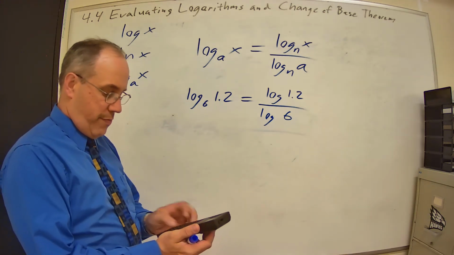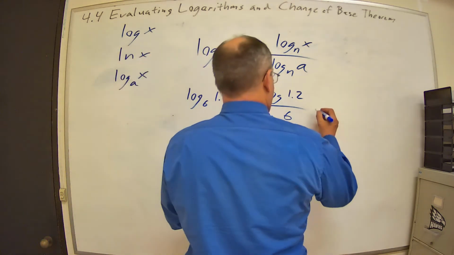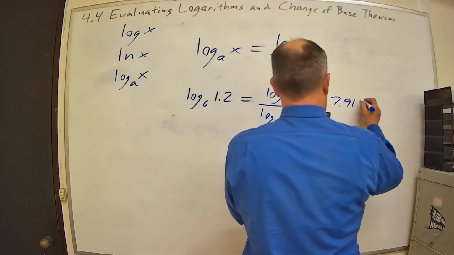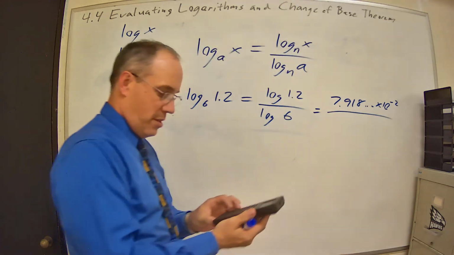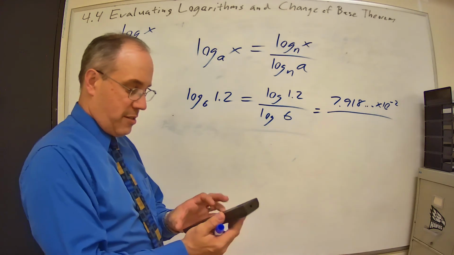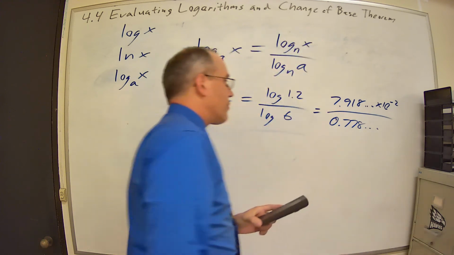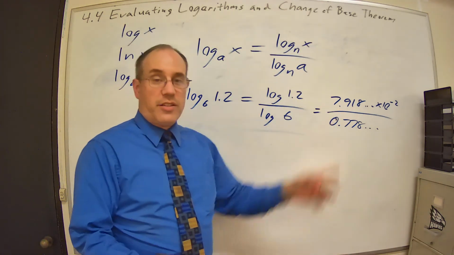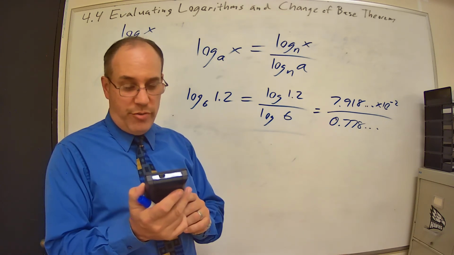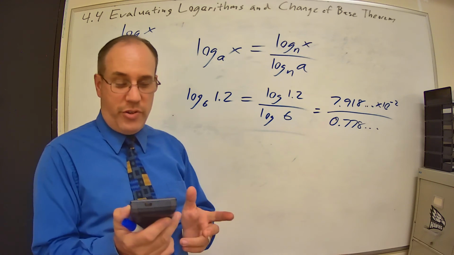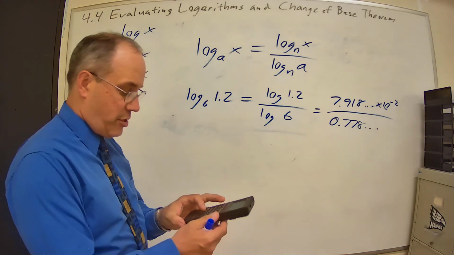So log of 1.2 is 7.918 times 10 to the negative 2. Log of 6 is 0.778. Now I did the dot dot dots and everything because I'm going to just use the values that I have in my calculator. So I have 7.91812460476 times 10 to the negative 2. And I have 0.7781512500384. And I'm just going to divide them.